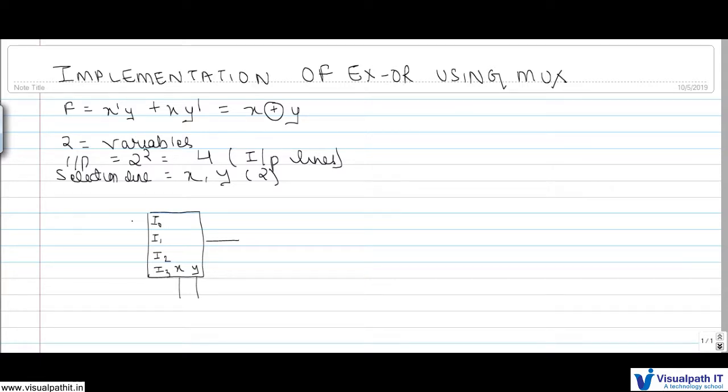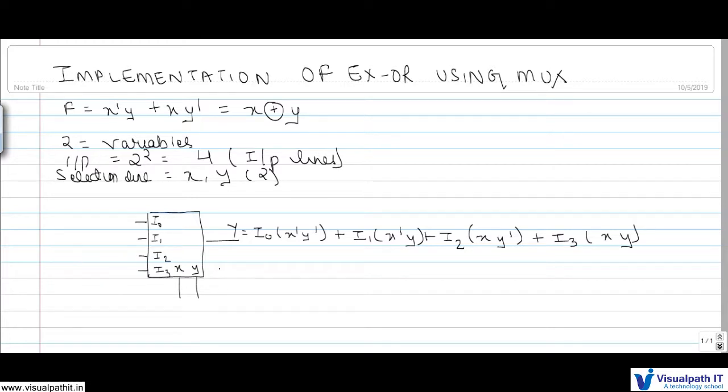Now if I try to find out what the output is, the output will depend on the inputs, right? So the output will be in sum of product form. It will be x dash y dash plus I1 x dash y plus I2 x y dash plus I3 x y, right?